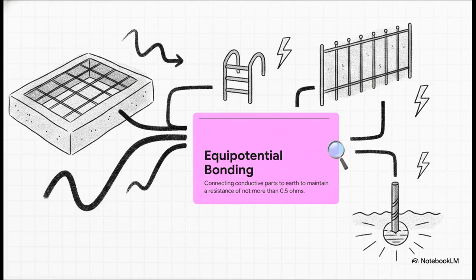This ensures that even if a fault occurs, everything around you is at the exact same electrical potential. Think of it like tying a bunch of boats together so they rise and fall on the exact same wave. If everything is at the same voltage level, it's virtually impossible for a lethal current to flow through your body.